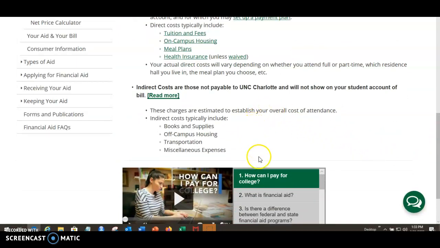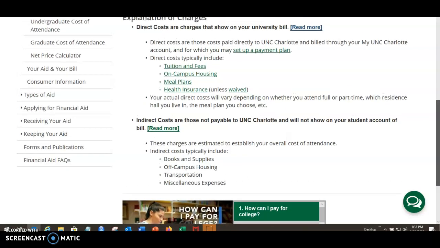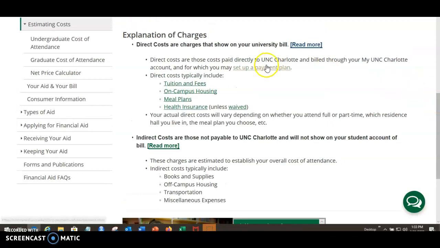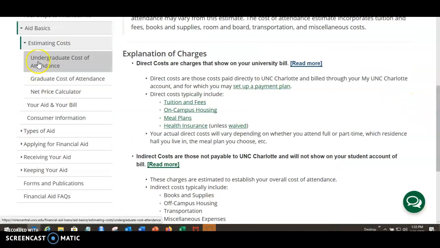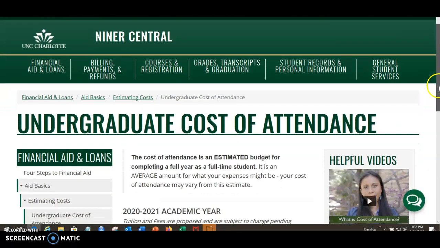Indirect costs are off-campus housing, transportation, miscellaneous, and books and supplies. Although some colleges will let you charge the books and supplies to your financial aid, that's not really on your bill. And there you can also set up a payment plan as you can here. But let's take a look at this undergraduate cost of attendance.